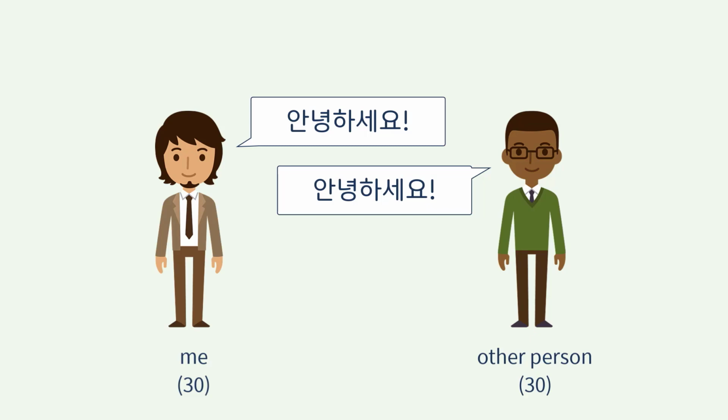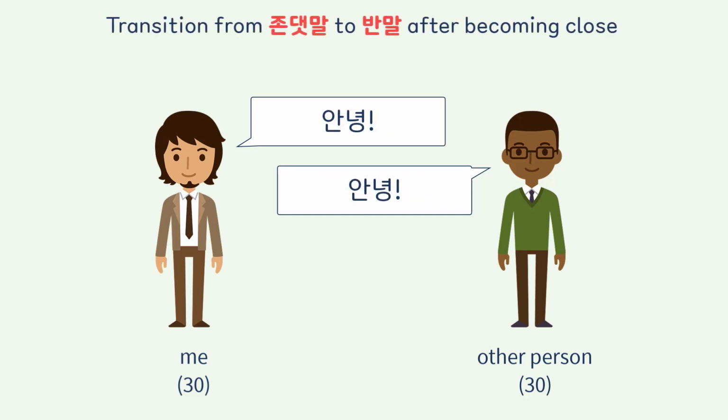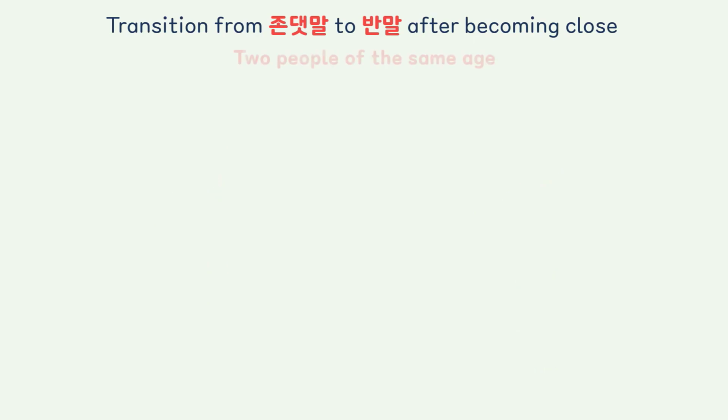So at the start of a relationship, two adults will use 존댓말. And as the relationship builds and they form close relations, they will transition to using 반말. And how they do this differs depending on whether the two people are of the same age or whether there is an age gap. Let's first consider relationships where two people are of the same age.